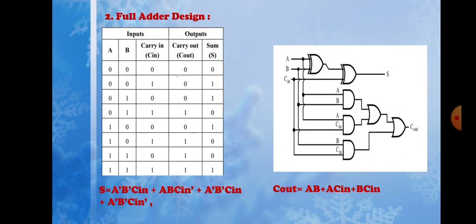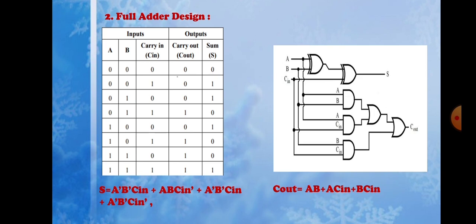Now we'll see the full adder design. So we have 8 inputs here, that is 0, 0, 0, 0, 1, 1, 1, 1 of A, and B inputs are 0, 0, 1, 1, 0, 0, 1, 1. And we have an extra input carry in, that is C in. Here we have inputs as 0, 1, 0, 1, 0, 1, 0, 1.